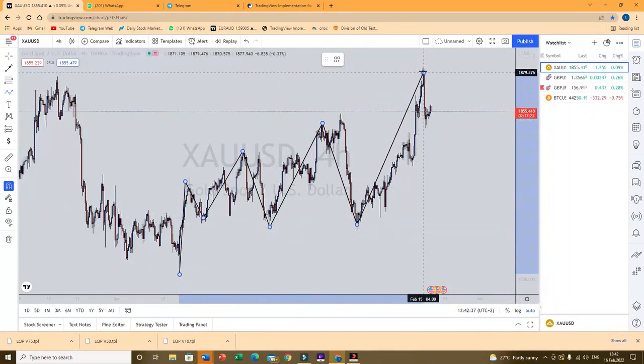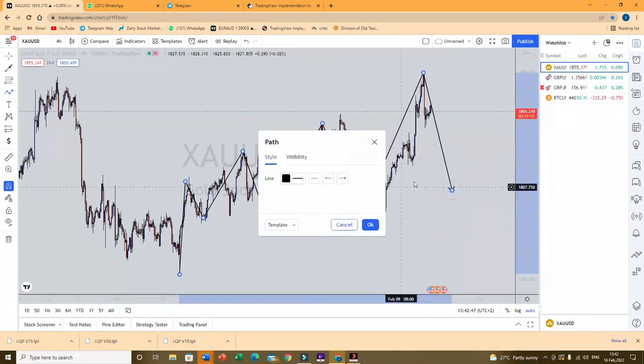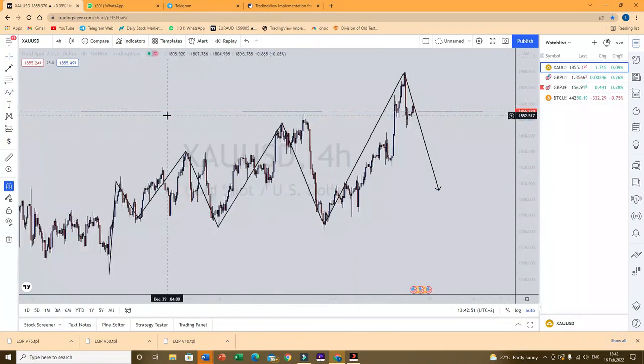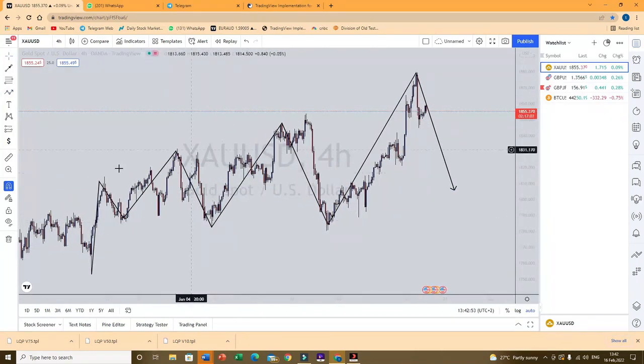After the higher high, what do we expect? We expect a corrective move. And where does it end? We don't know, right? So I will just end with my waves here. So this is what we have on gold. If you are asked to establish your waves, this is how they'll be looking.